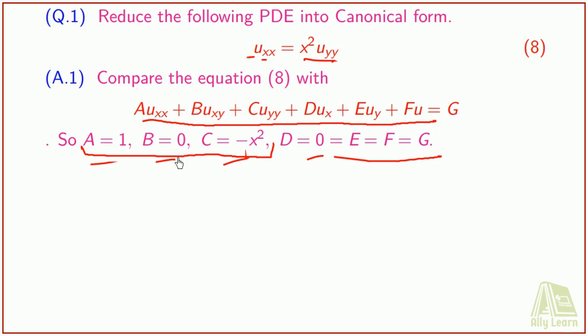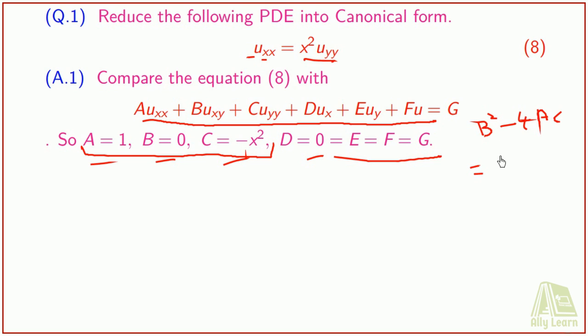Okay? So, step 1 was forming the characteristic equations. But before that, do one thing. Just see whether it is hyperbolic or parabolic or elliptic, and that you see by calculating b square minus 4ac. So after having obtained the values of a, b and c, just calculate this term b square minus 4ac.